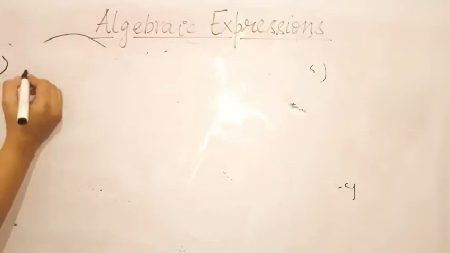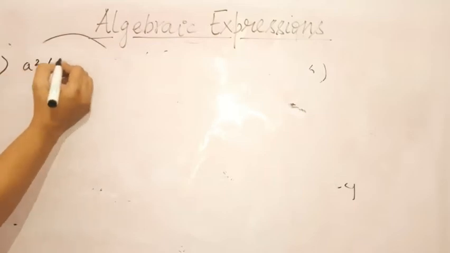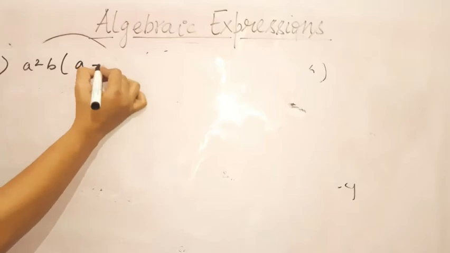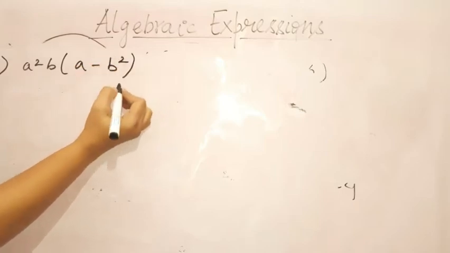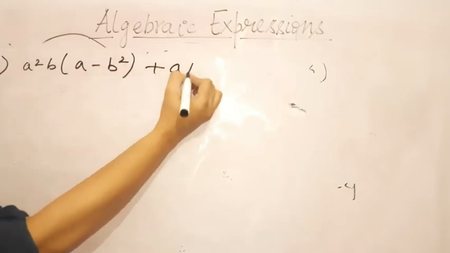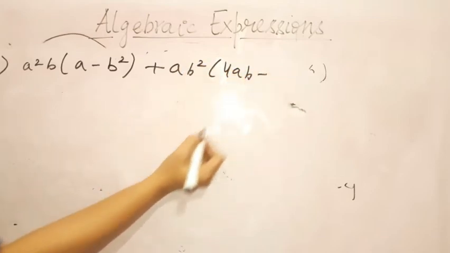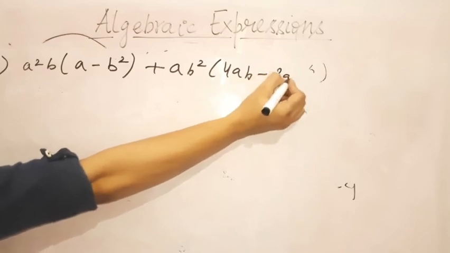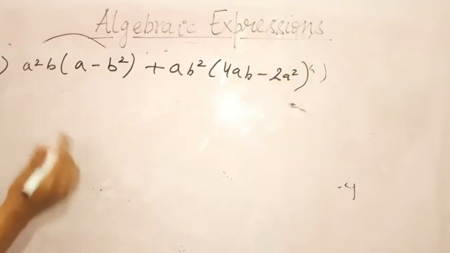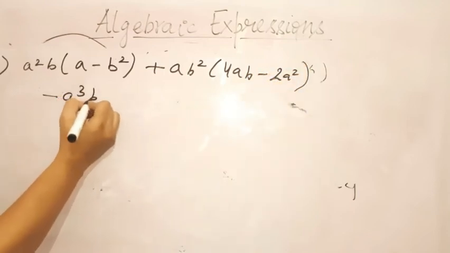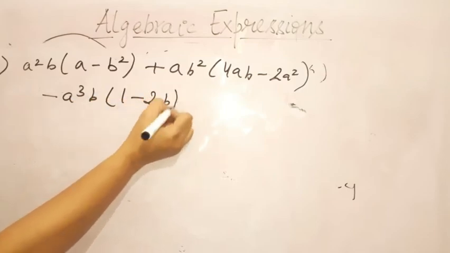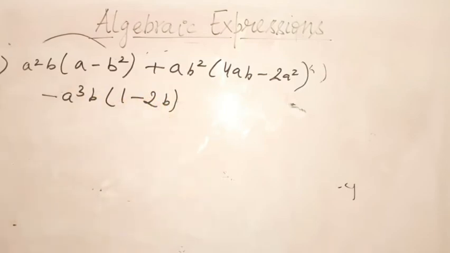Question number 25 is a square b within bracket a minus b square, plus ab square within bracket 4ab minus 2a square, bracket closed, at the end minus a cube b within bracket 1 minus 2b. This is the question. Now what we have to do, again we have to follow that rule which I have already explained to you, how to multiply a monomial by a binomial.